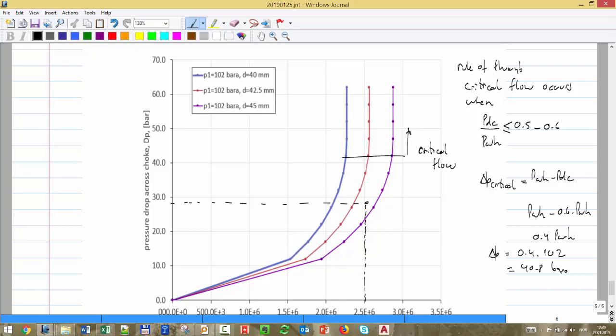And you can also see it because simply the flow remains constant. At this point, it simply doesn't change anymore. But just to get an estimate of when that's going to happen, if you have your inlet pressure, you can use simply that equation. And that's actually 40 point something.